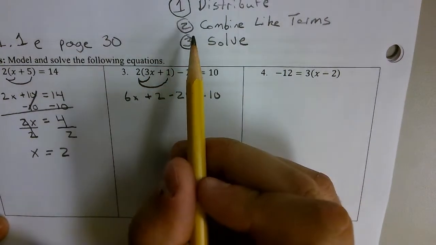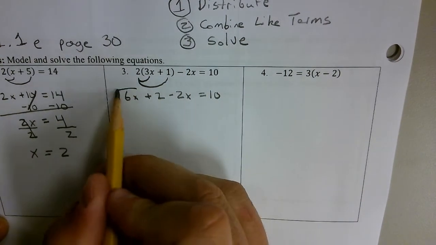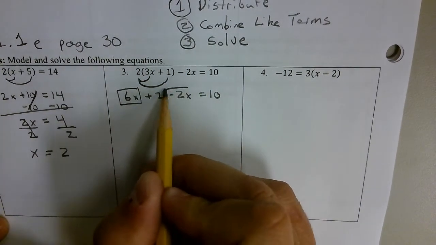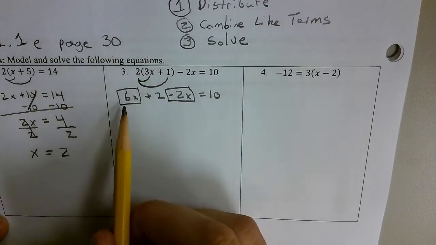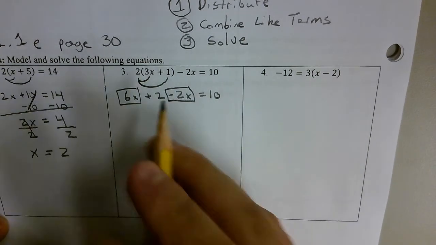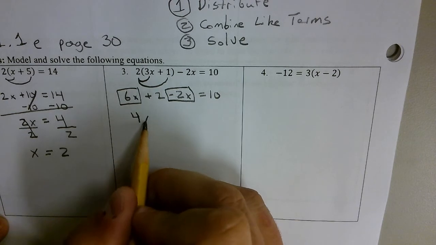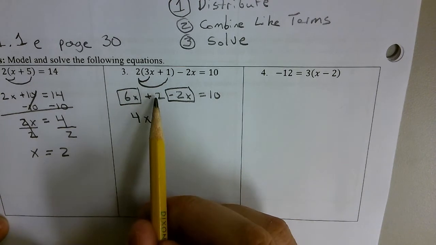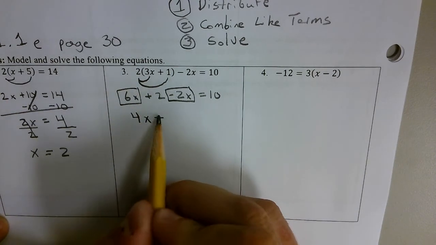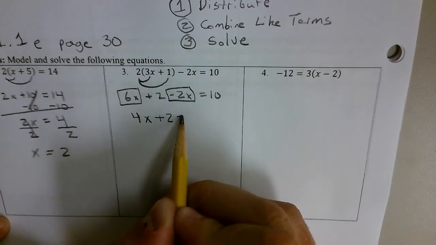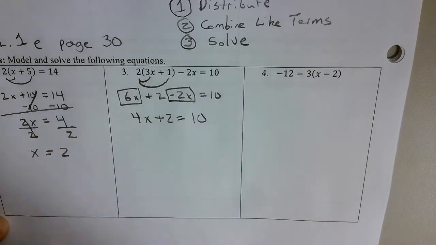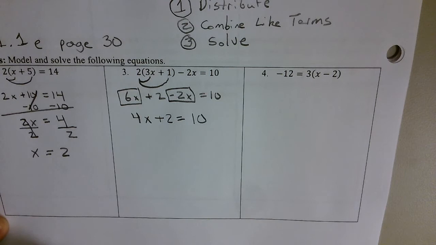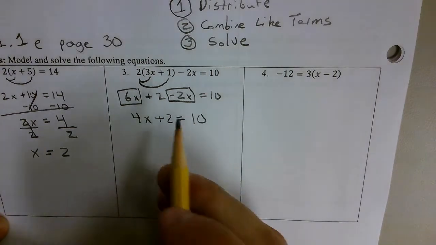Now, my next step is to combine like terms. I have a 6x here, and I have a negative 2x here. 6 minus 2 is 4, so I have 4x. If I don't use something, I bring it down. So I have this plus 2 I haven't used, and then this equals 10. Now it's just a 2-step equation that we know how to solve.